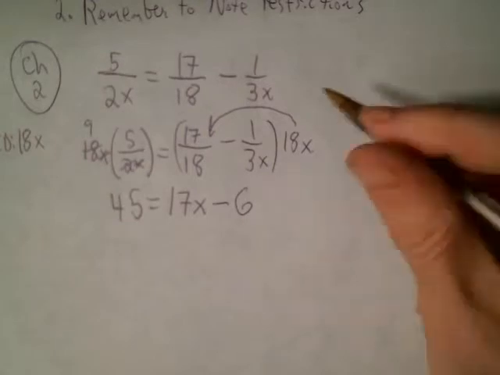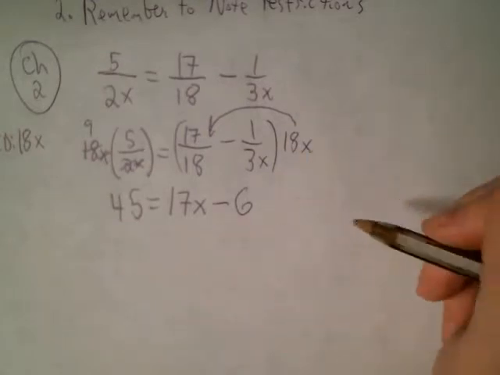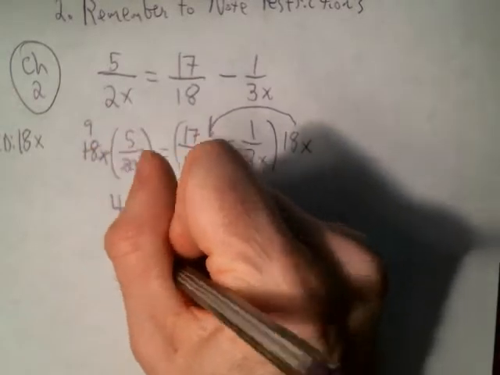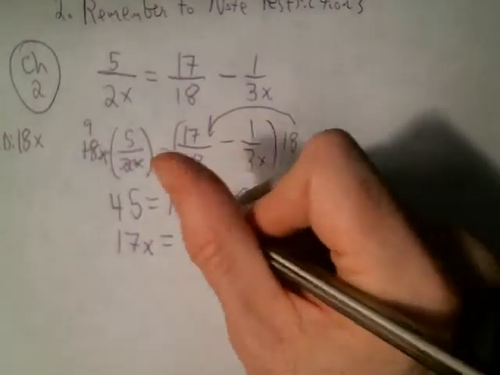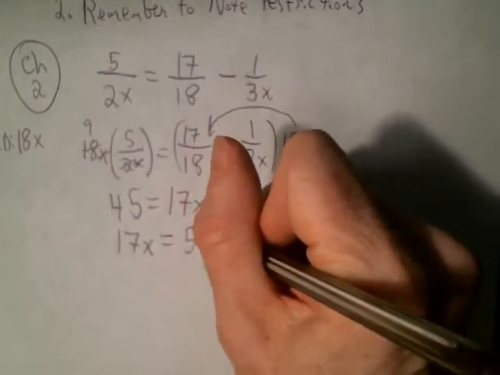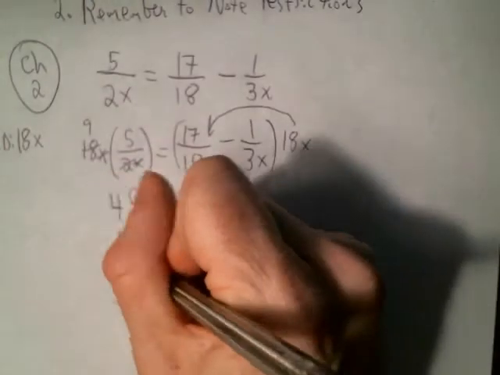And then I have to solve for x. I'm going to move the constants to the other side. I'm going to flip-flop sides on the way. So 17x equals apparently 51. Divide both sides by 17.